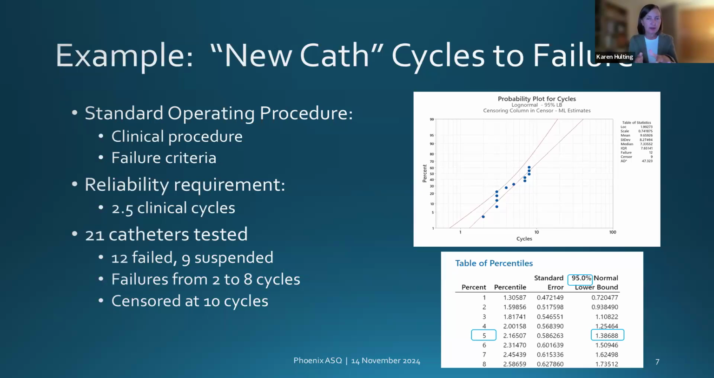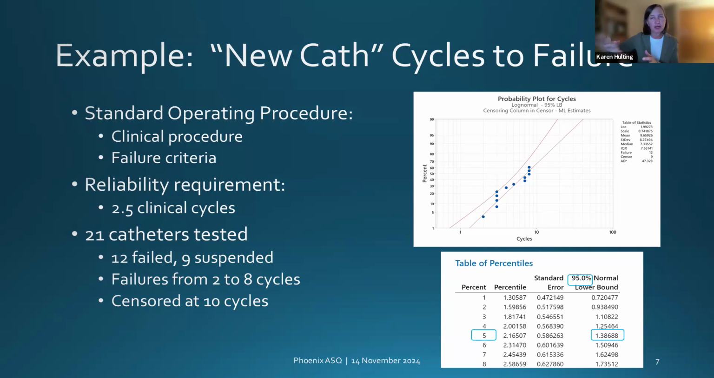We had only 21 catheters that were tested. Imagine that 12 actually got to their failure point and 9 got to a suspension point without failure. The numbers of failures ranged in this kind of coded data. We've got failures that range from 2 cycles all the way out to 8. So none of them failed before a single cycle. We'd have to really think about that. But all of these failure points were beyond the typical use case of 1 cycle.